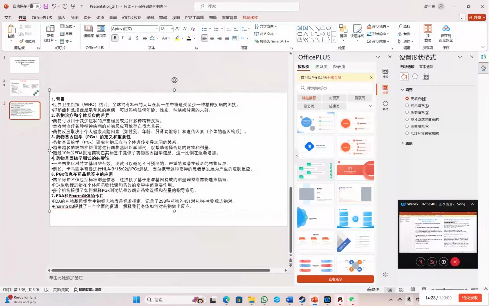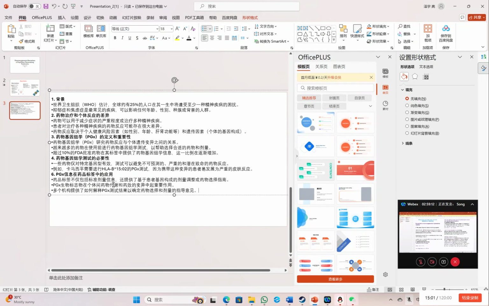Second point is optimized treatment options. About personalized treatment plan, pharmacogenomics testing can develop personalized treatment plans based on individual genetic information, select the most suitable drugs and doses, and reduce trial and error. About reducing side effects, identifying genetic susceptibilities can avoid the use of drugs that may cause serious side effects, especially in psychiatry, which has a significant impact on patient compliance and the quality of life.